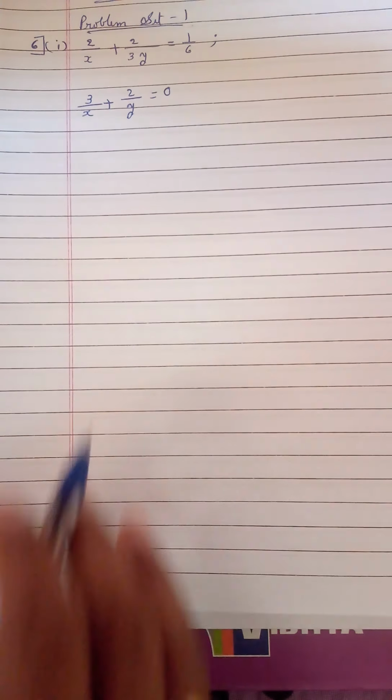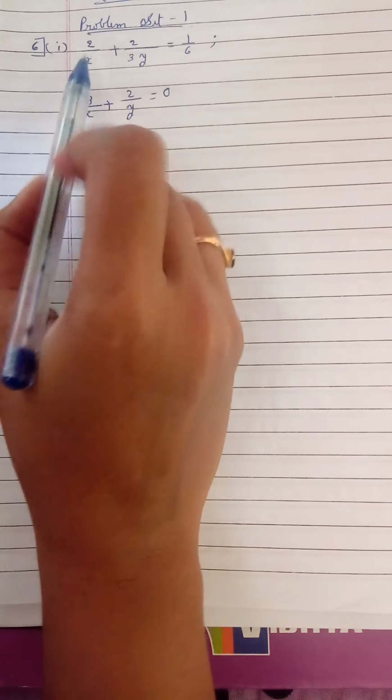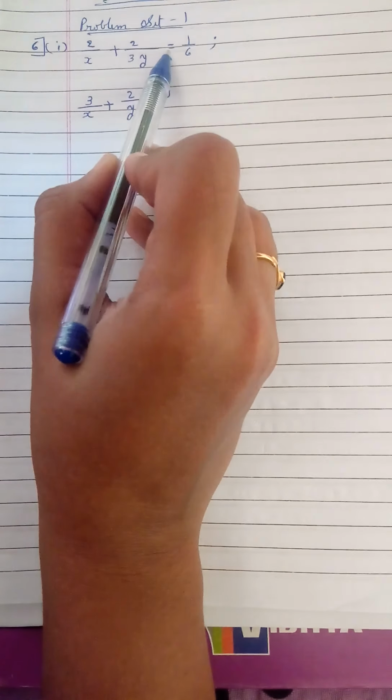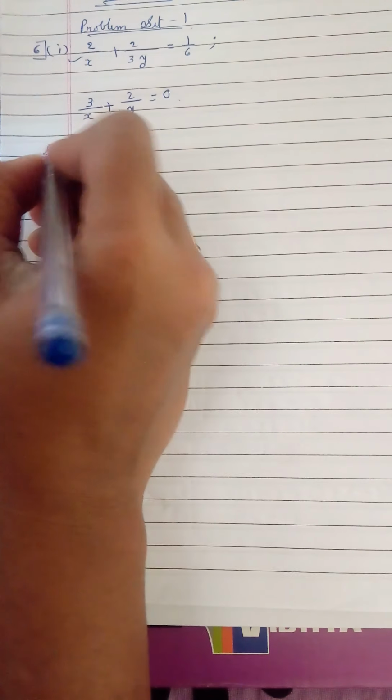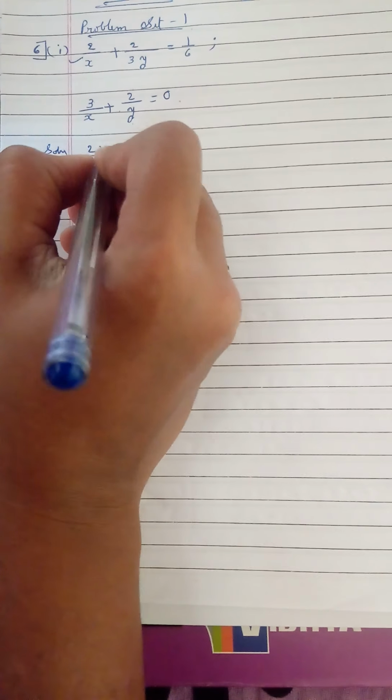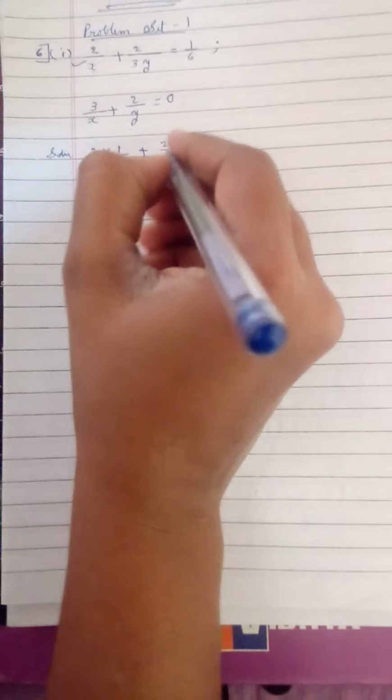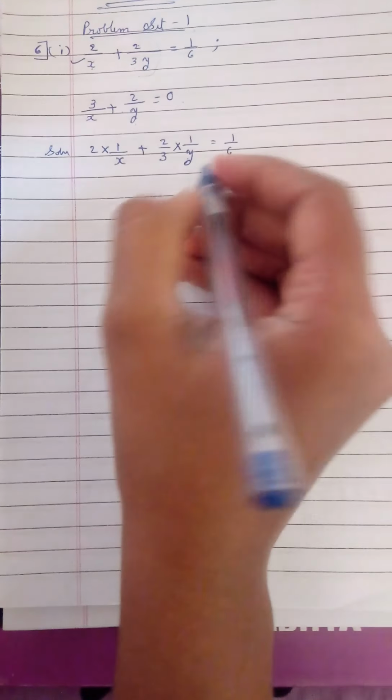Problem set 1, question number 6, first one. 2 by x plus 2 by 3y equal to 1 by 6 and 3 by x plus 2 by y equal to 0. So this equation we can write as 2 into 1 by x, since x is in the denominator. So 1 by x plus here 2 by 3 into 1 by y. This we can write like this, equal to 1 by 6. Consider this as equation 1.